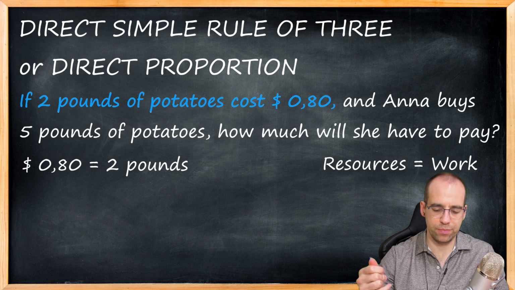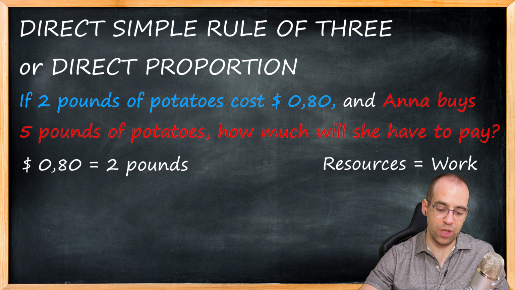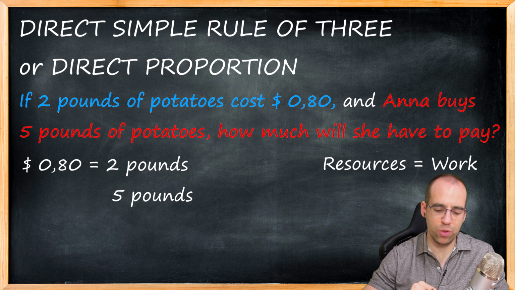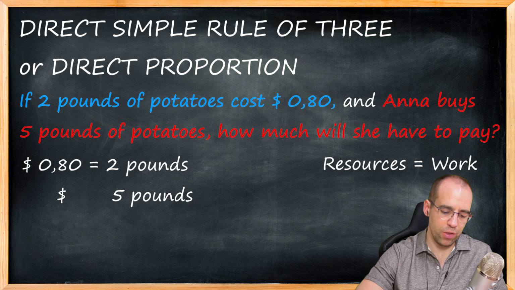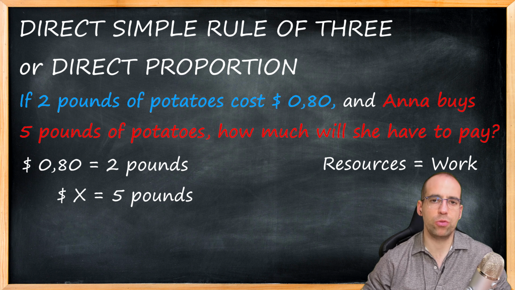Alright, now let's move on to the part of the question where we actually find the unknown we want to figure out. And it says, Anna buys 5 pounds of potatoes. How much will she have to pay? Well, we know what the work is in this case, which is the 5 pounds of potatoes. So we know the work part of the question. What we don't know is the resource, which is how much she will have to pay. We know what currency she's paying in, which is the dollar. So we know the dimensional element of this measurement, or the magnitude. What we don't know is the amount of this magnitude, which is the dimensional element, and we represent it with an x.